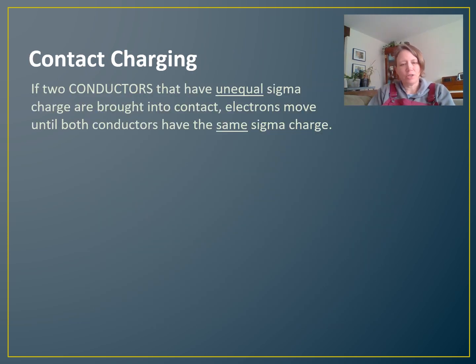The second kind of charging is known as contact charging. Unlike friction charging, contact charging only works with conductors. And the way it works is you have two conductors that have unequal sigma charge, so different amounts of total charge. And when you bring them into contact, since they're conductors and electrons can flow easily, the electrons are basically going to redistribute themselves. They're going to spread out as far as possible so that when you're done, the two conductors will actually have the same sigma charge.